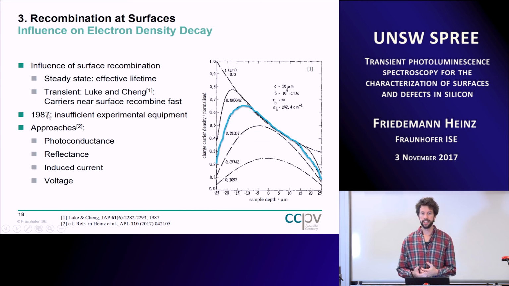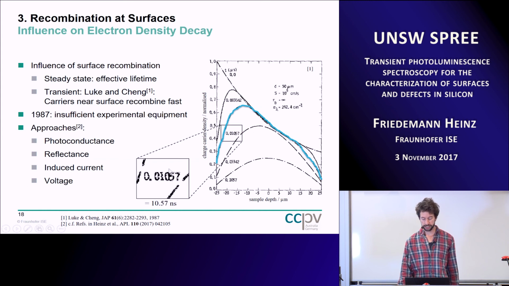Yet they didn't have at this time sufficient experimental equipment, because if you look closely, these time scales here are just 10 nanoseconds, and then most of the action already took place. It's hard to resolve it. And there were several approaches in the following decades, using photoconductance, reflectance, current, just everything you can imagine. But in most of those cases, it was hard to interpret the measured data.